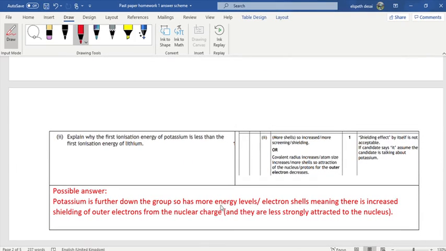Mostly that was very well answered. Most of you said something like potassium is further down the group, so has more energy levels or electron shells, meaning there is increased shielding of the outer electrons from nuclear charge, and they are less strongly attracted to the nucleus. You would get a mark if you just said increased shielding. You would also get a mark if you linked this to the fact that as we go down the group, covalent radius increases, so attraction of the nucleus for the outer electrons decreases. And some of you were very thorough and mentioned both of these things, so that's absolutely perfect.